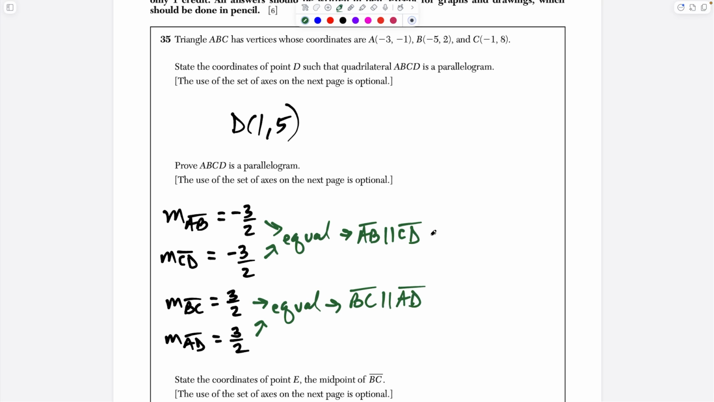But now what do these two statements here tell us together? Well, they tell us that ABCD is a parallelogram. And how do we know ABCD is a parallelogram? Because both pairs of opposite sides are parallel. Okay, so ABCD is a parallelogram because both pairs of opposite sides are parallel.